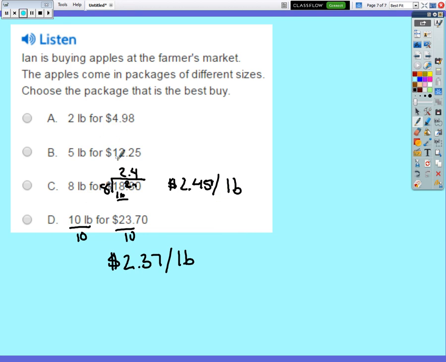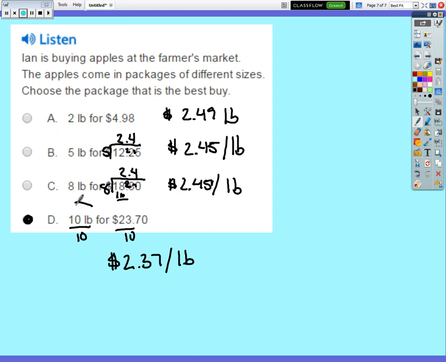Here we have 5 pounds for $12.25. We'll divide by 5. That gives me 2 with 2 left over. That's a 4 with 2 left over. So this is also, look at that, $2.45 per pound. And the first one, just cut this in half. That's going to give me $2.49 per pound. Looks like the best deal is at 10 pounds.